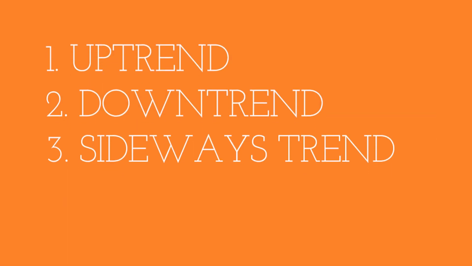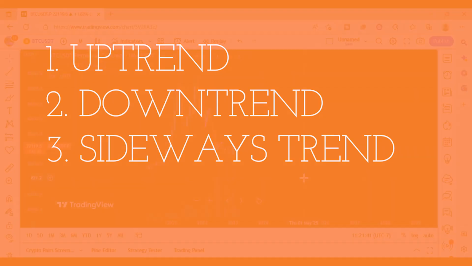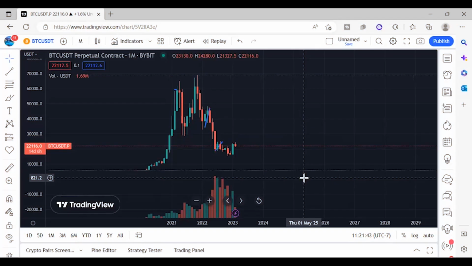There are 3 trends that exist in the market. There's uptrend, there's downtrend, and then there's the sideways trend. That's the consolidating trend. This means that the price is just moving side to side, either not going up or going down by much. It's just going sideways. So analyze that, find out what trend the cryptocurrency is in.